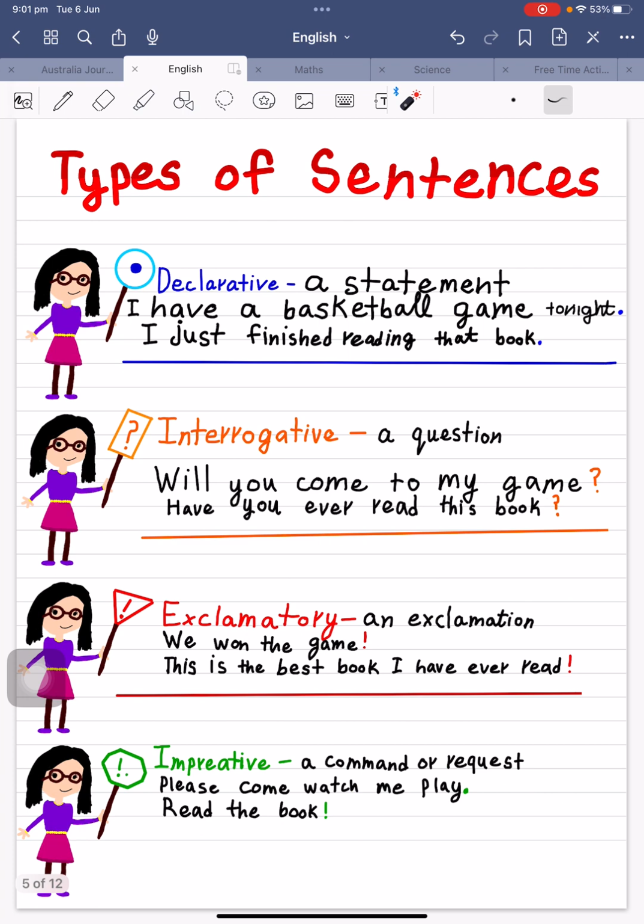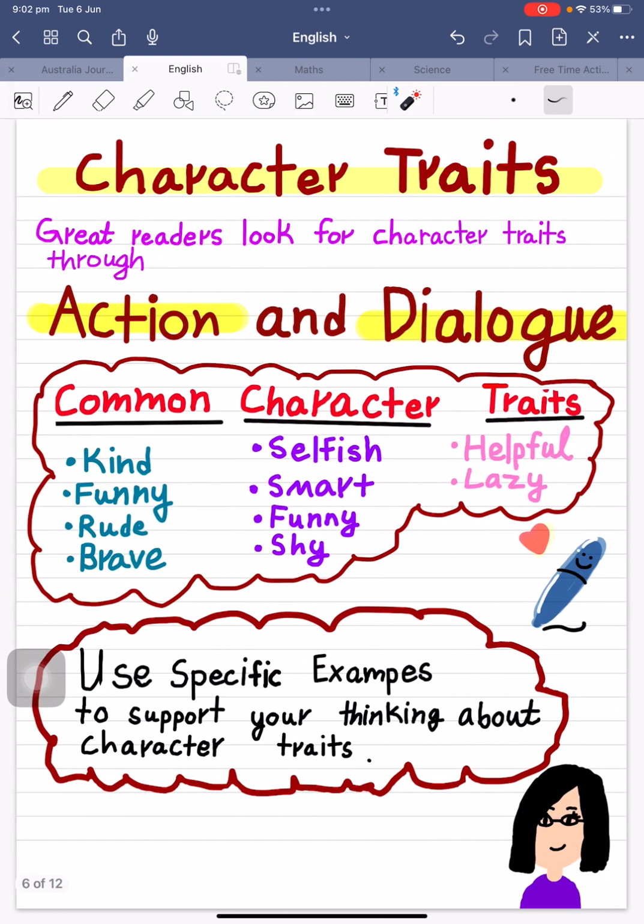And here this is the types of sentences. So there's declarative, interrogative, exclamatory, and imperative. So yeah, pretty much that's my other note.